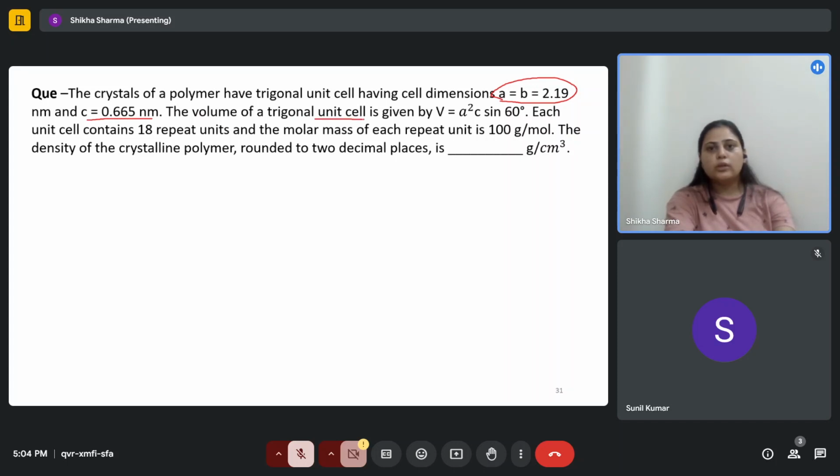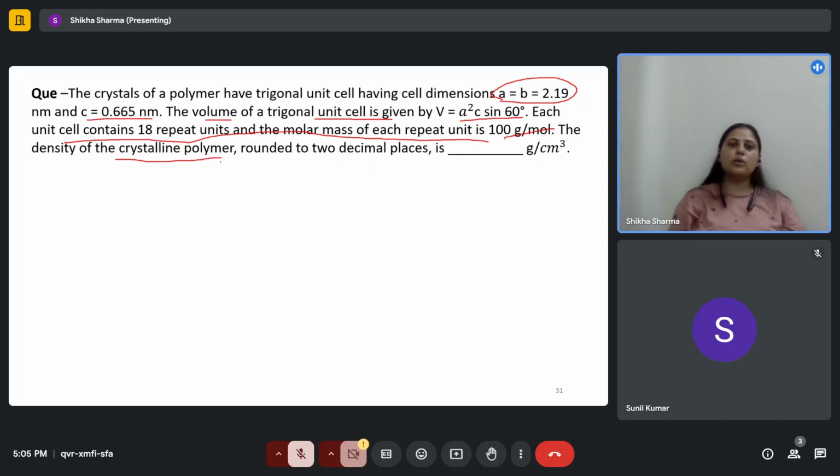The volume of the trigonal unit cell is given as V equals A square C sine 60. Each unit cell contains 18 repeat units and the molar mass of each repeat unit is 100 gram per mole. The density of the crystalline polymer we need to calculate.